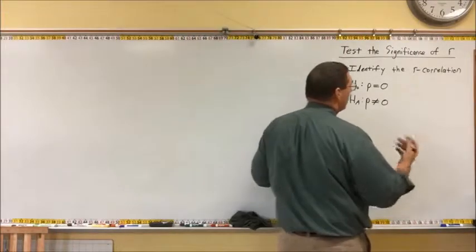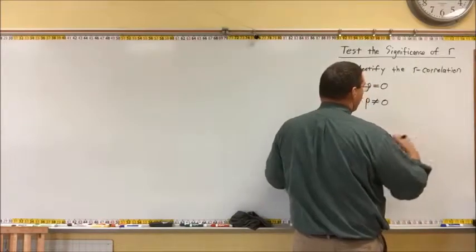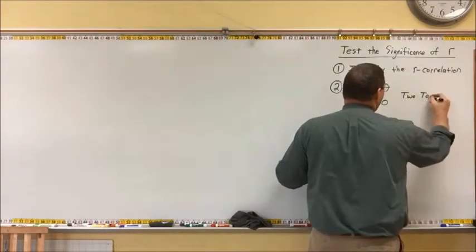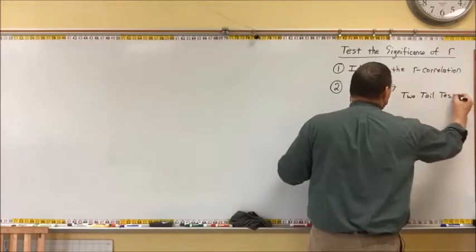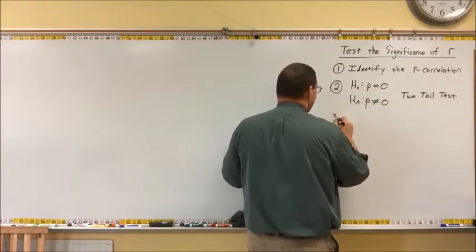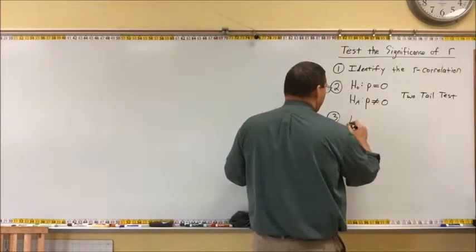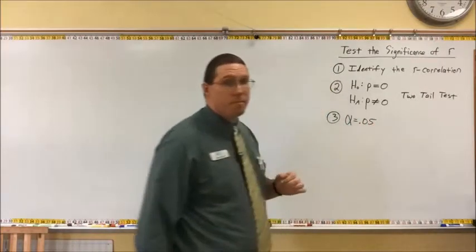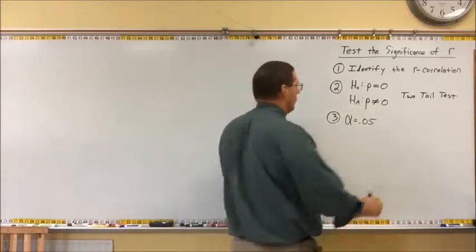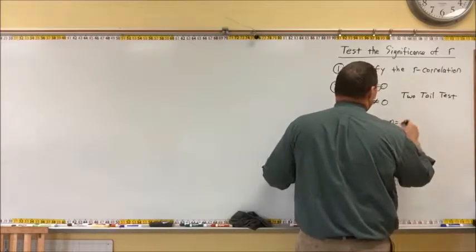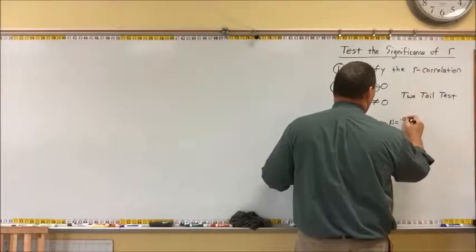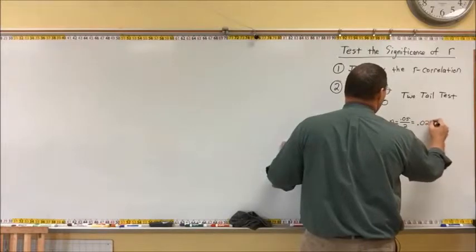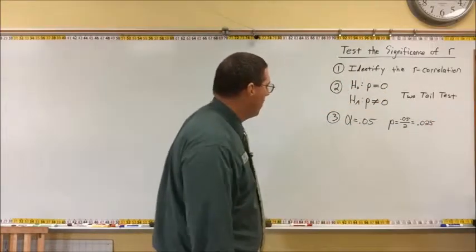Then we're going to state whether it's a two-tail test, a right-tail test, or a left-tail test. When it's not 0, this is a two-tail test. Next step. We're going to identify our alpha. In this particular case, we were told to test at the 0.05 level of significance, and we need the p-value. And the p-value, if it's a two-tail test, well, we always divide our alpha by 2. So in this case, our p is 0.025.